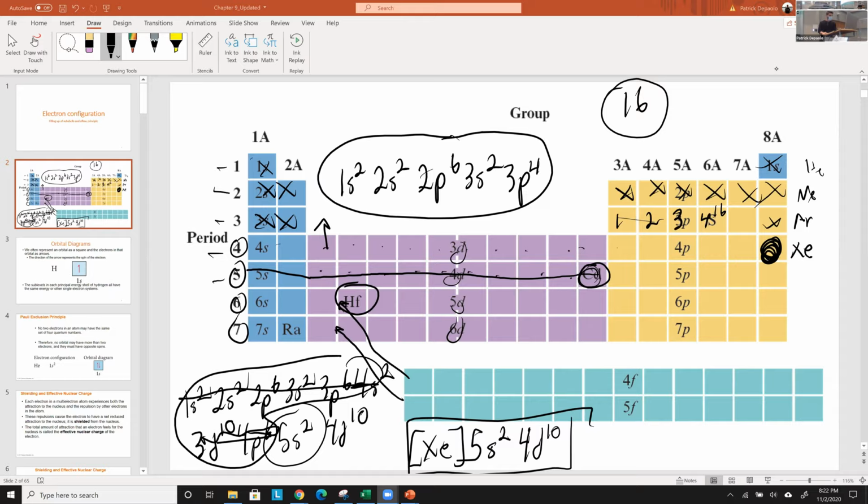So for sulfur, it's 6. Yes, for sulfur, it's 6. Good. So for sulfur, for valence electrons, we have 3s2, 3p4. 2 plus 4 is 6. And guess what? That coincides with the rules we learned about valence electrons. 6A. How many does it have? 6. Boom. Everything comes together.